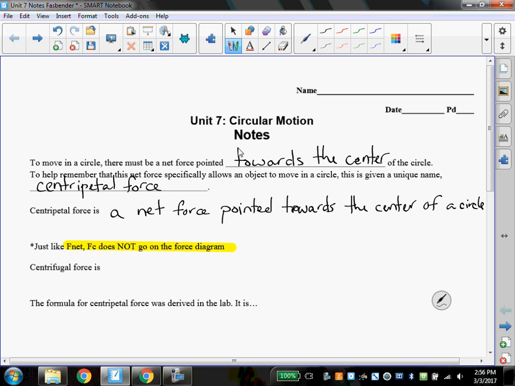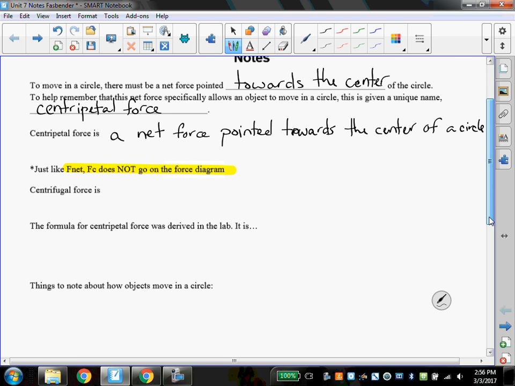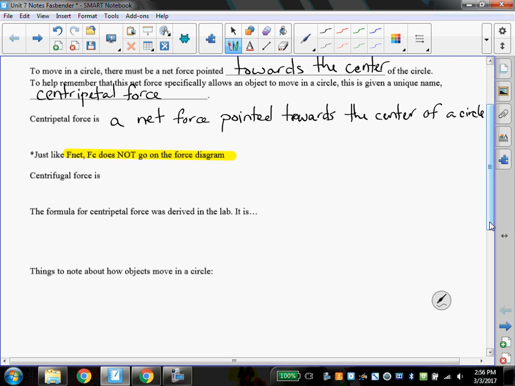Now, if that net force is pointed towards the center of a circle and causes us to move in a circle, we'll just call it a centripetal force. Now, centripetal is often confused with centrifugal force. So centrifugal force is a force pointed away from the center of a circle.